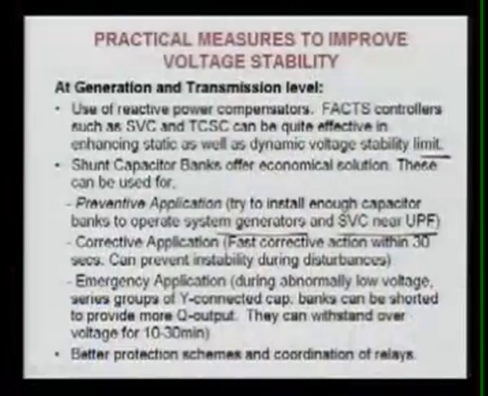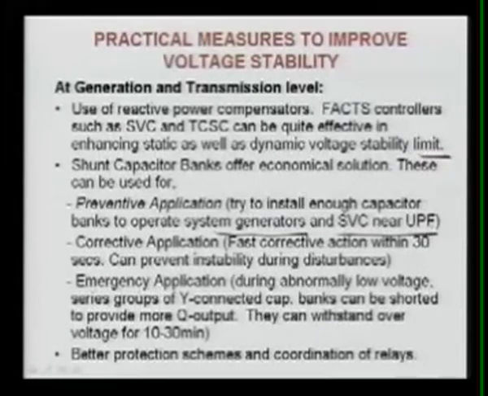In corrective, you have to use the exact value of capacitors so that you can improve your stability, you can minimize the instability of the system during the disturbances. Another application is the emergency application during abnormally low voltage. Means sometimes the voltage system is stable, but it is operating very close to the low voltage limit.